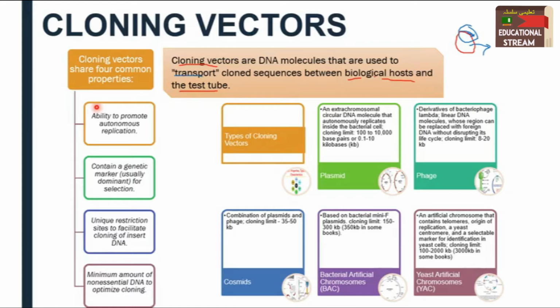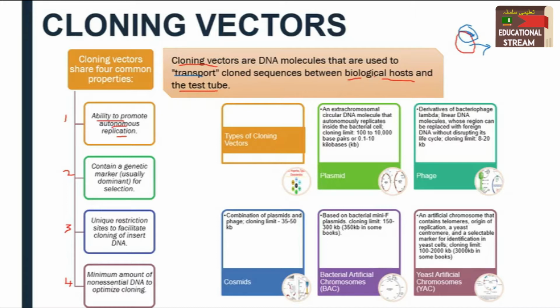Any molecule or any vector which possesses these four properties can be used as a cloning vector. These are the properties that every cloning vector should possess, and these four properties are very important or essential for a vector to perform the function of a cloning vector. First one is its ability to promote autonomous replication. Autonomous replication means it should be able to replicate by its own. It does not depend upon the host organism for its replication.